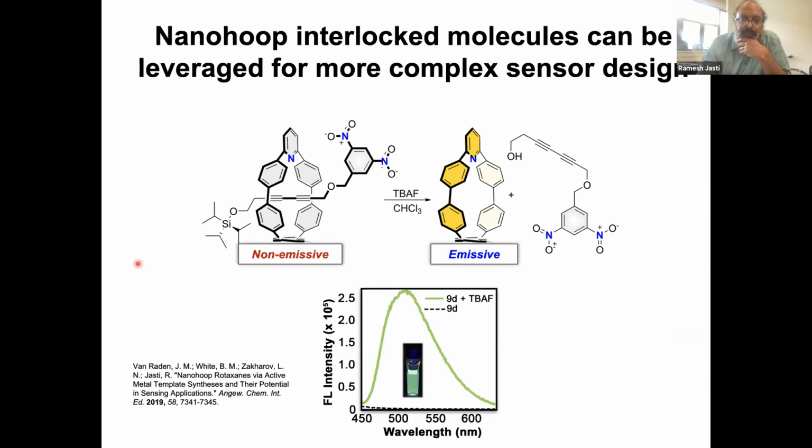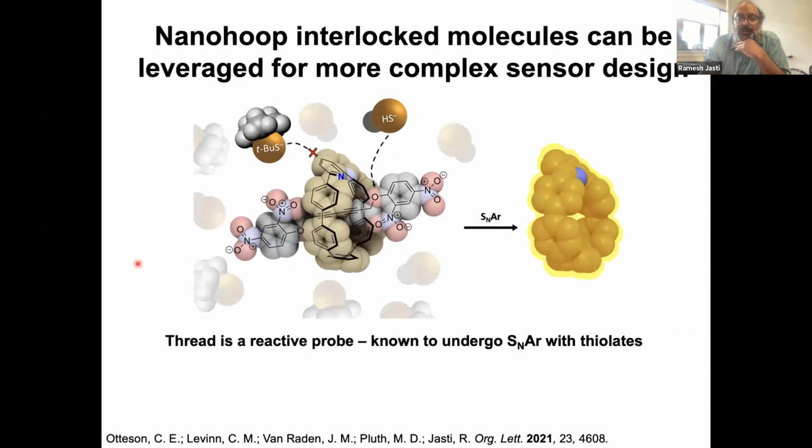So that works beautifully. You can do that. And so that was kind of a proof of principle, but we knew nobody really cares about sensing fluoride. So, we wanted to go to something else, right? So just most recently, we showed that, and this again is working with the Pluth group.